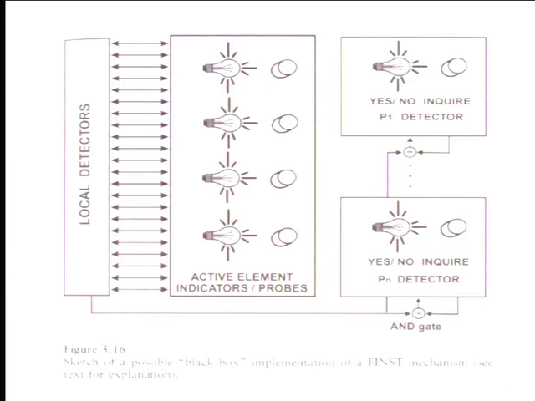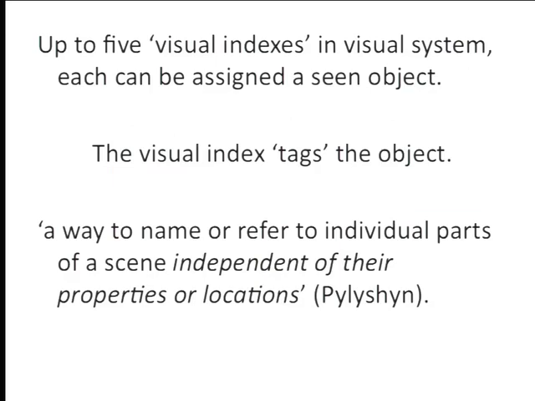And what these experiments are doing is starting to probe what notion of object we have here. So the picture is there are four or five visual indexes in your visual system, each of which can be assigned a particular scene object. And the visual index is a very primitive kind of tagging of the object. It's something that's going to be causally responsive to the object, but it doesn't involve any kind of description of the object. Here's Pylyshyn: it is a way to name or refer to individual parts of a scene independent of their properties or locations. So there's nothing like a Fregean sense here. It's really primitive, it's really simple what the visual system is doing, giving you that simple lock onto the parts of a scene.